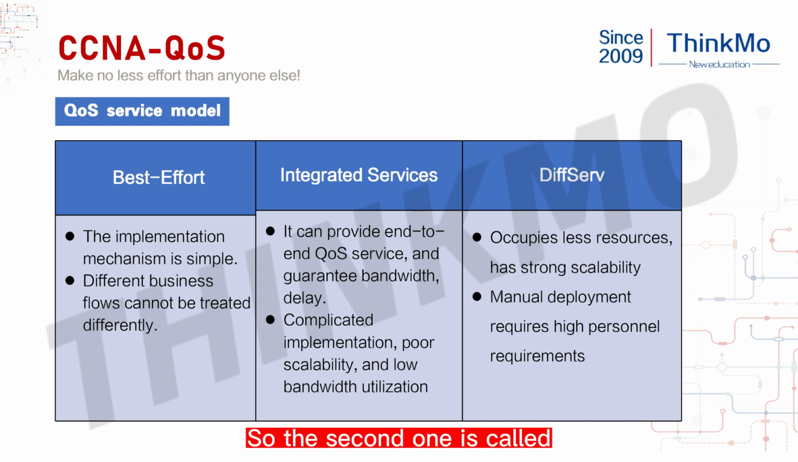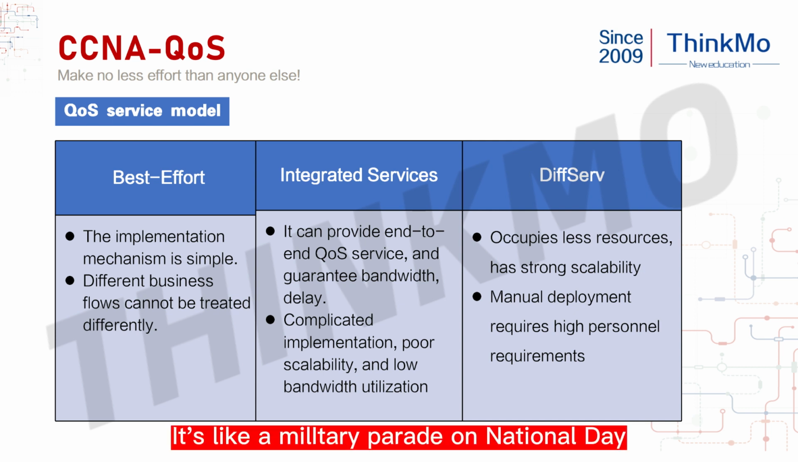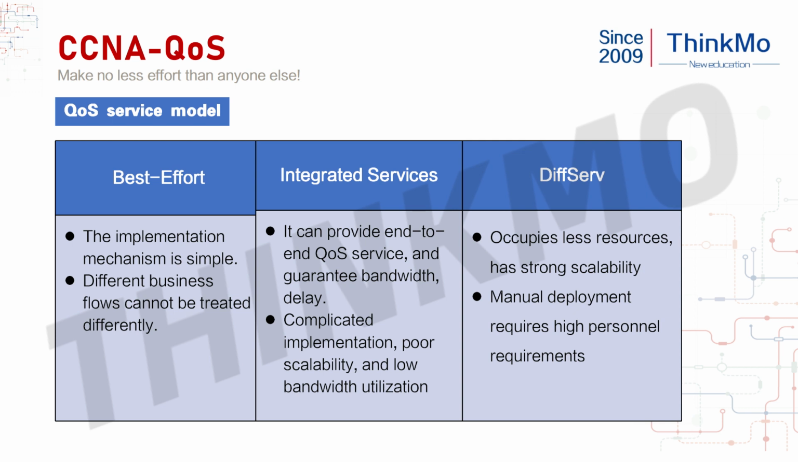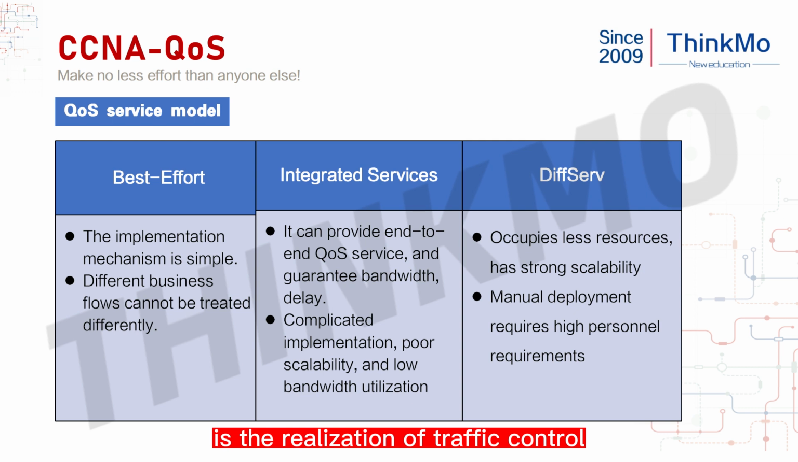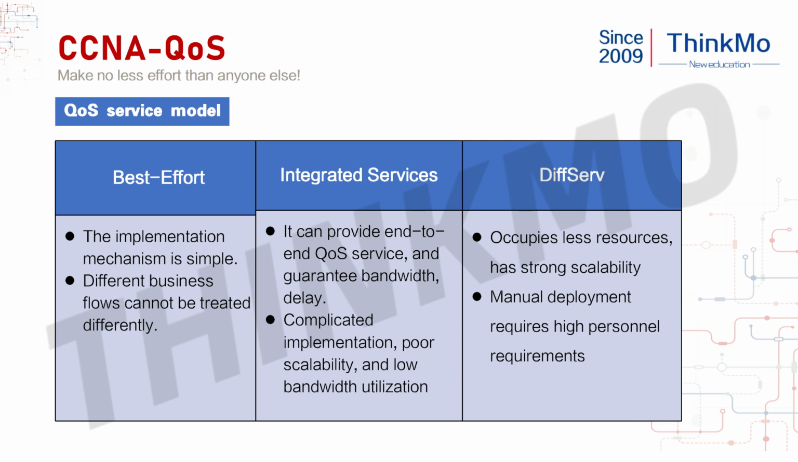So the second one is called the integrated service model. It's just a separate pathway, a VIP aisle. It's only for you, no matter what time. No one else is allowed to use this road. It's like a military parade on National Day, where specific roads get traffic control for a special purpose. And cities like ours have realized the bus lane: during a time period, you have to let the bus go, and other vehicles can't use bus lanes.